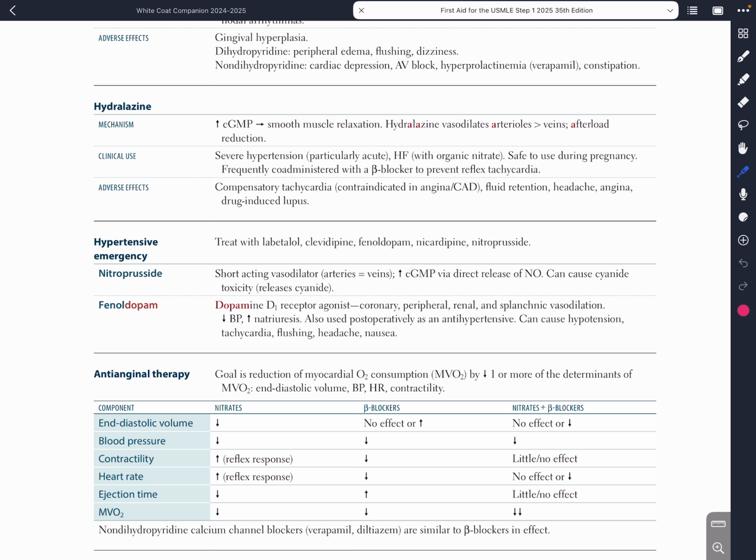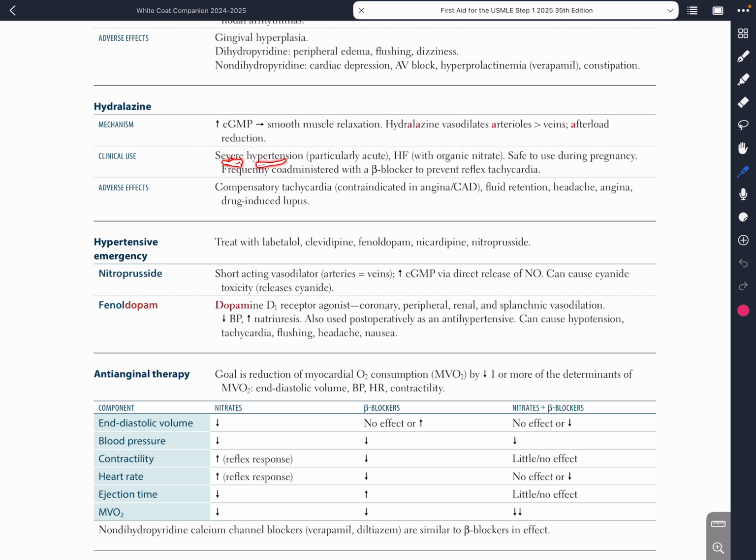Hydralazine vasodilates arterioles, and therefore you see a reduction in afterload. Afterload reduction is seen with hydralazine because it vasodilates arterioles by increasing cGMP, leading to smooth muscle relaxation.